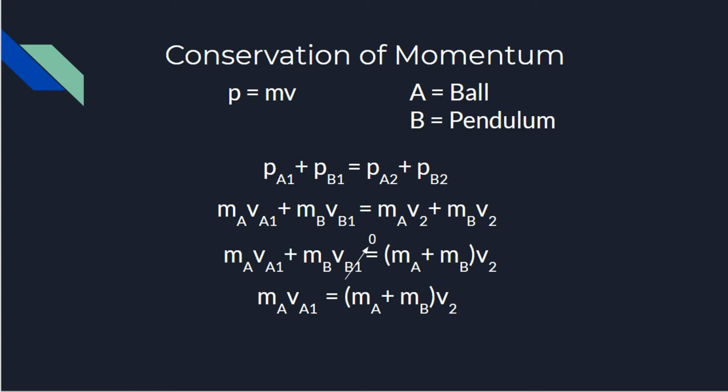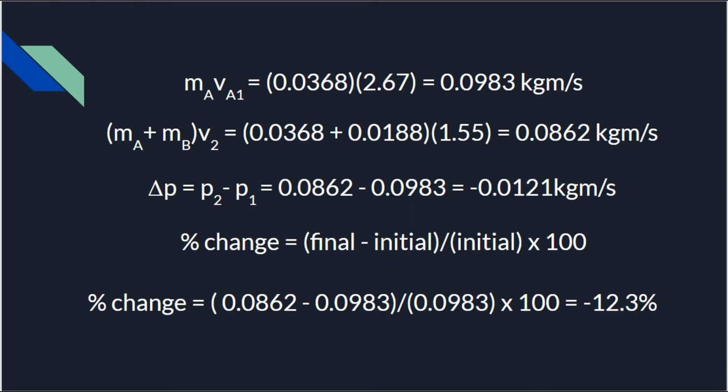To calculate the momentum before and after collision, the equation momentum equals mass times velocity and conservation of momentum statements were used. When substituting in values, we account for the fact that the pendulum starts at rest and the velocity of the ball and the pendulum will be the same after collision due to the fact that a perfectly inelastic collision requires the ball and pendulum to travel together. The change in momentum was calculated to be negative 0.0121 kilogram meters per second and have a negative 12.3% change.